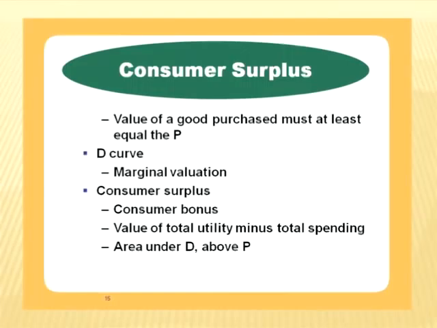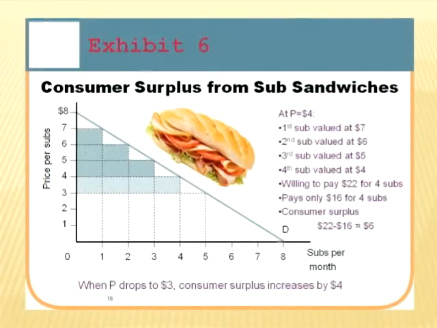It's some extra utility because we only pay a single price for things. It's the additional satisfaction that we got as the result of paying a particular price. Here we have sub sandwiches, and suppose the price for the sub is $4. By looking at this demand curve, we see that for the very first sub, we would have been willing to have paid $7 for that one.